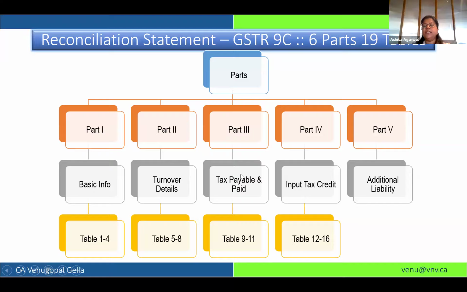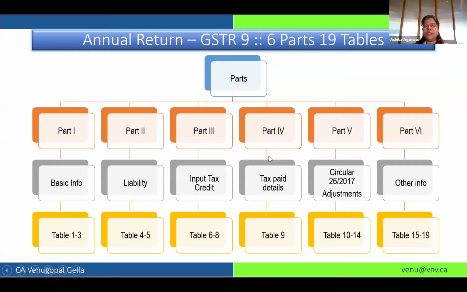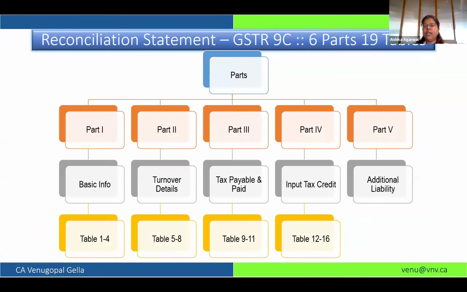Part 3, again, is tax payable versus tax paid, which we dealt with in part 4 of GSTR 9. Here also in part 3, tax payable versus tax paid is captured. But the only difference is that when you report in part 4 of GSTR 9, it is at a summary level. When we report in part 3 of 9C, it is rate-wise.